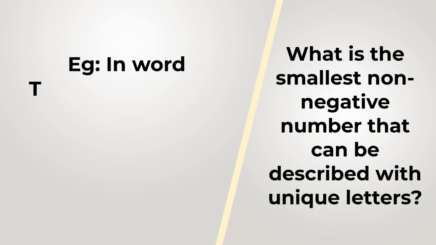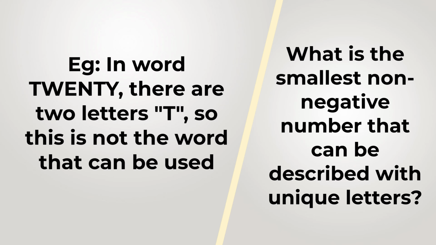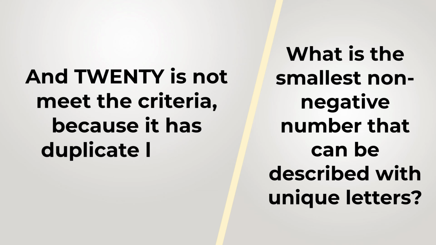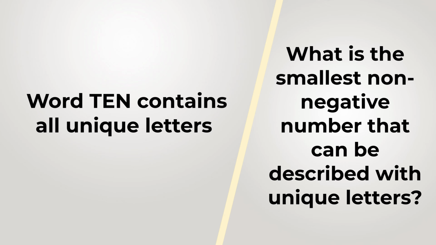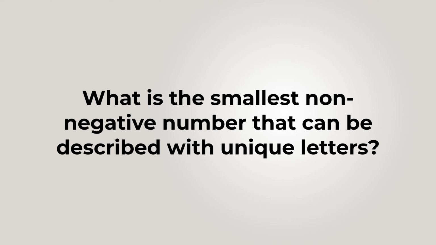For example, in word 20, there are 2 letters T, which means that 20 is not the word that meets the criteria because it has duplicate letters. On the other hand, word 10 contains all unique letters. So the question is, what is the smallest non-negative number that can be described with unique letters?